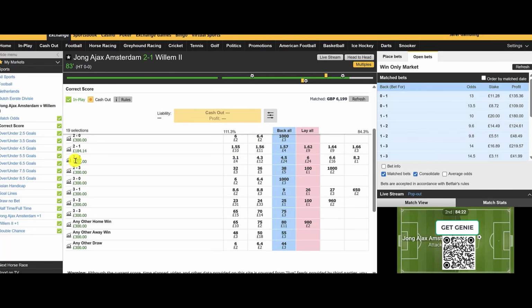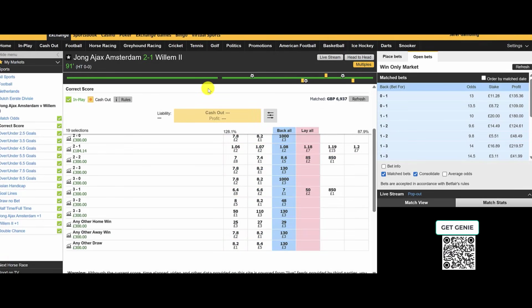So we're in a very nice position. We're in a position where we know we're going to make a profit. It's just a matter of how much. Let's see what happens. There's around 7 minutes left plus the time added on. We're deep in injury time on this one. That looks like it's probably going to be the final score. So Young Ajax are going to be winning this 2-1.